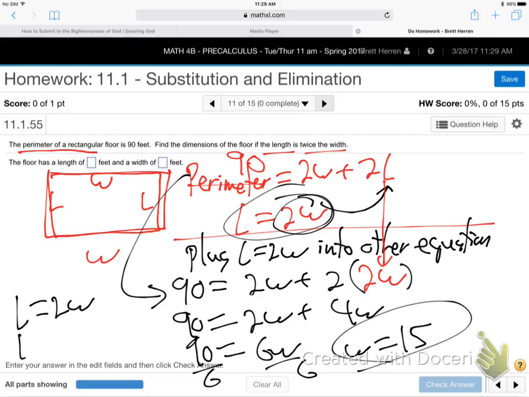It'd be easier to plug it in the bottom one. You can plug it in either one. It'll work either way. So L is 30. So the width is 15. The length is 30. And we got it. Is that good? Questions on that?